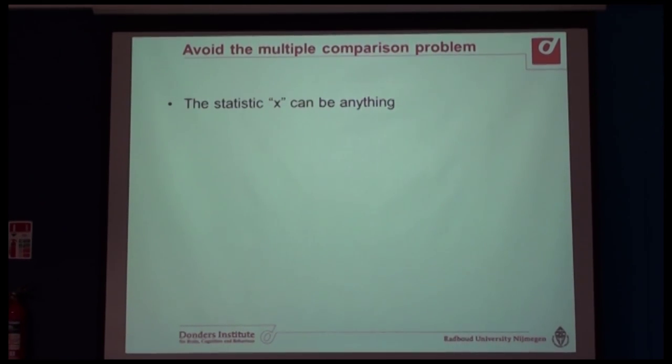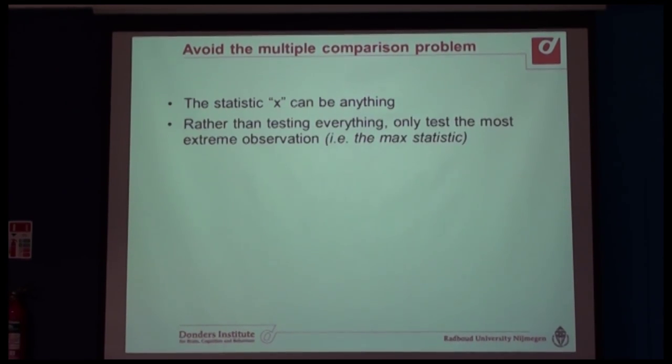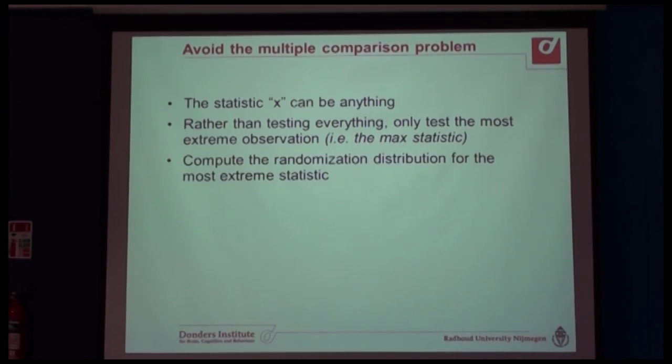Since the statistic that we're computing can be anything, rather than test everything, we can test the most extreme observation. So rather than looking everywhere in the brain, we're just going to look at the location where we have the most extreme difference between the two conditions, or the most extreme difference between the two pseudo conditions after shuffling the data. So what we do in general is compute a randomization distribution for the most extreme statistic. Because if the most extreme statistic is unlikely, then the null hypothesis is rejected.